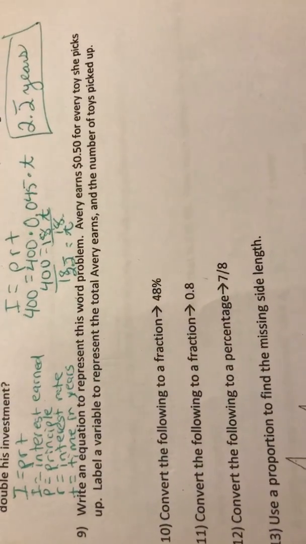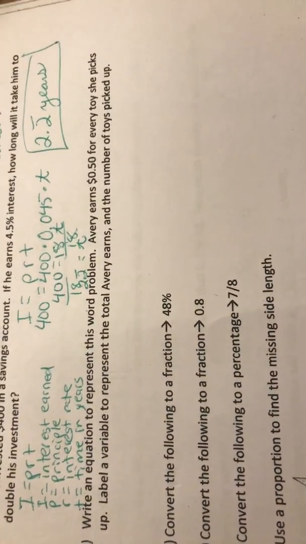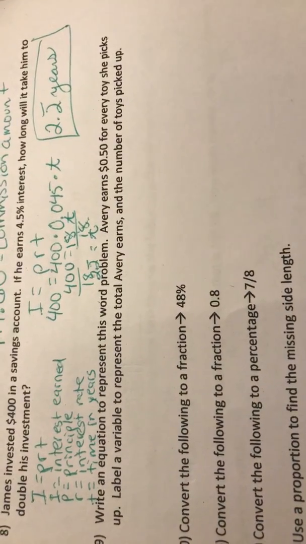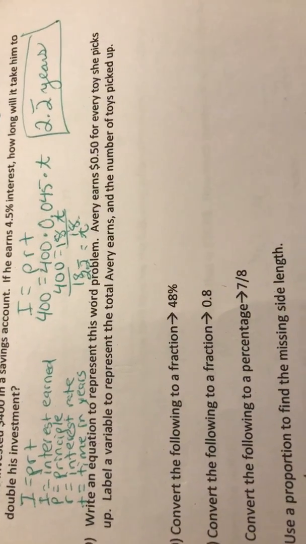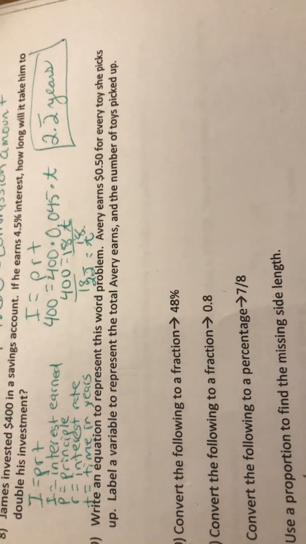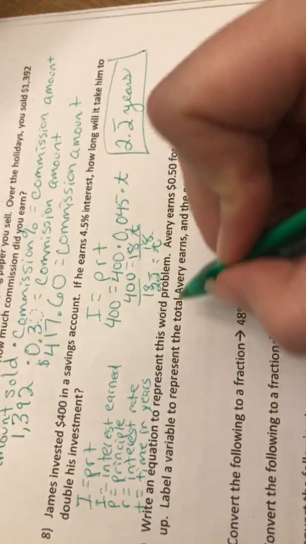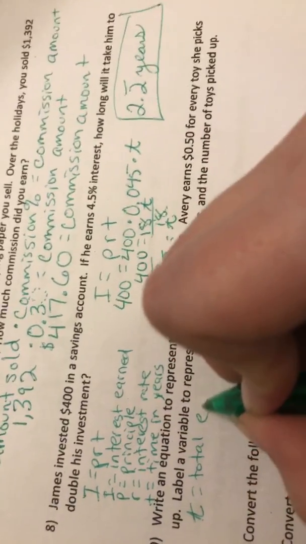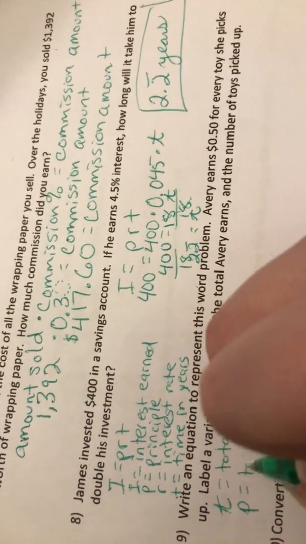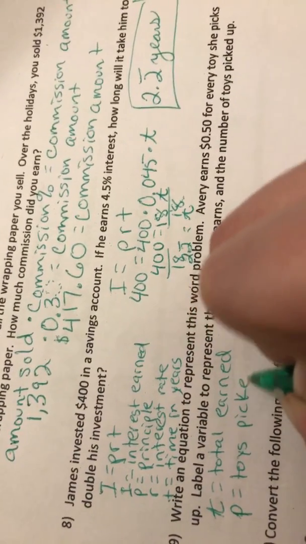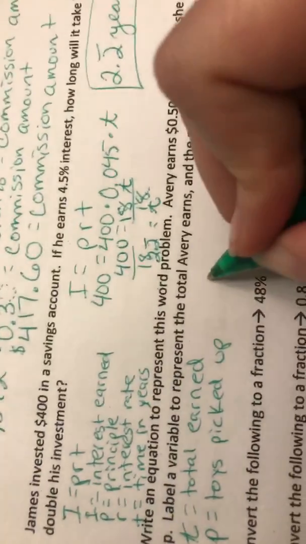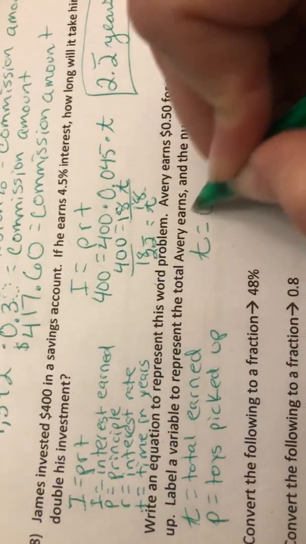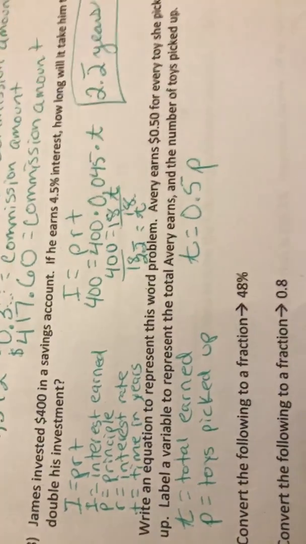And number 9, it asks us to write an equation to represent this word problem. Avery earns 50 cents for every toy she picks up. Label a variable to represent the total Avery earns and the number of toys picked up. So I'm going to use T for the total earned. And P equals toys picked up. My equation, our total is equal to 0.5 P.